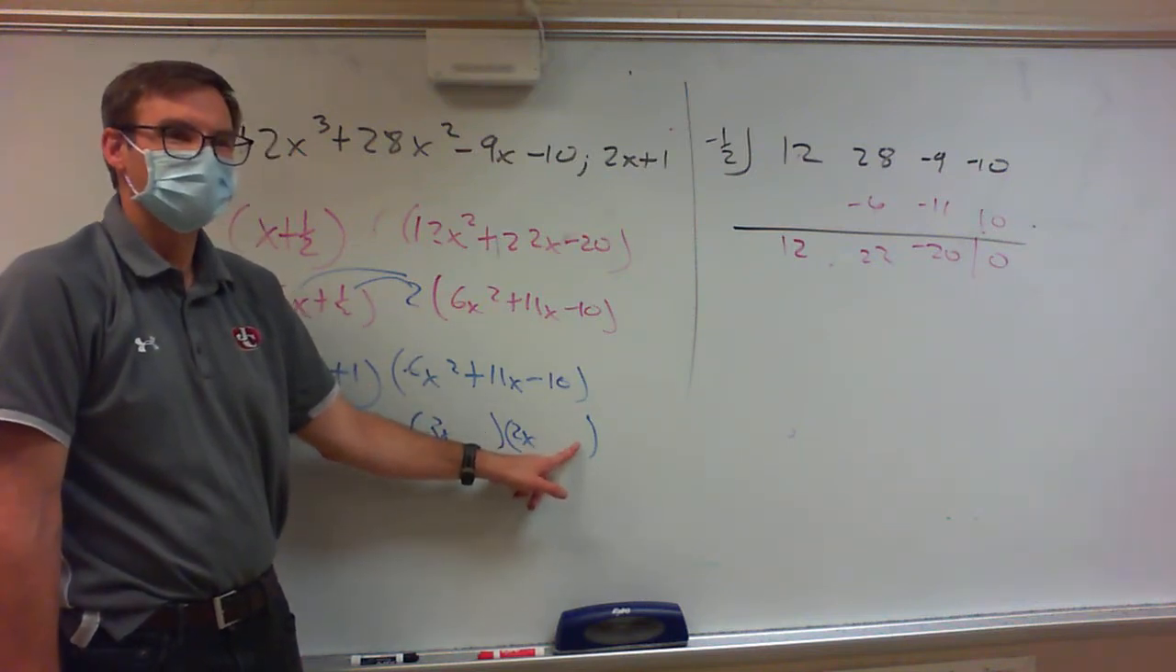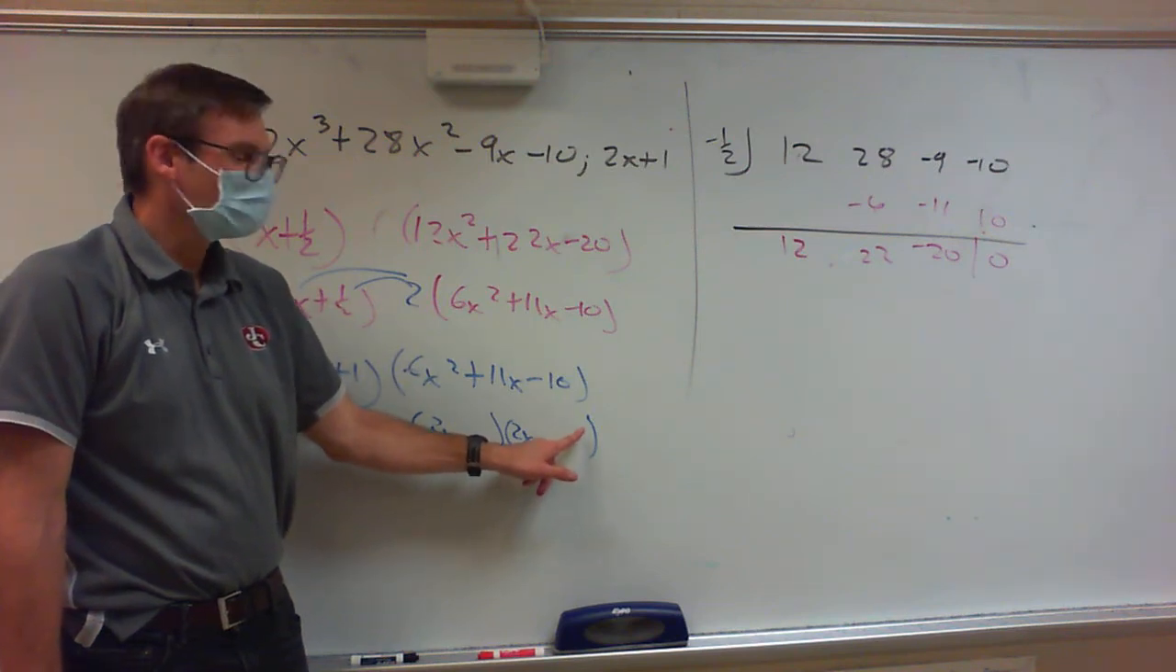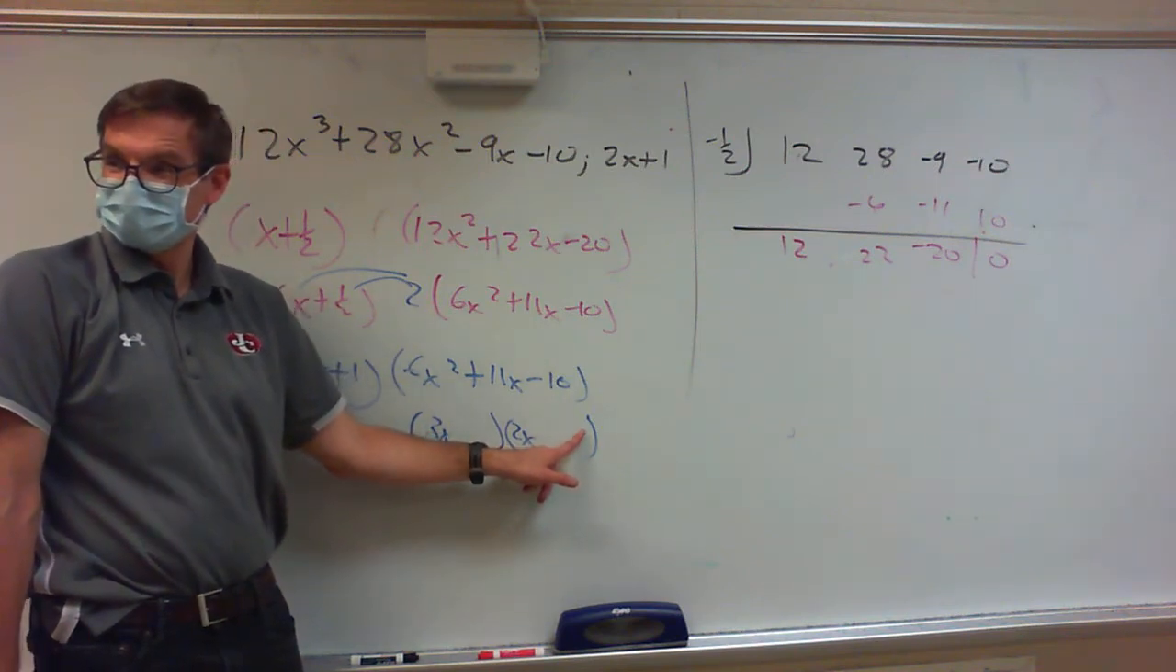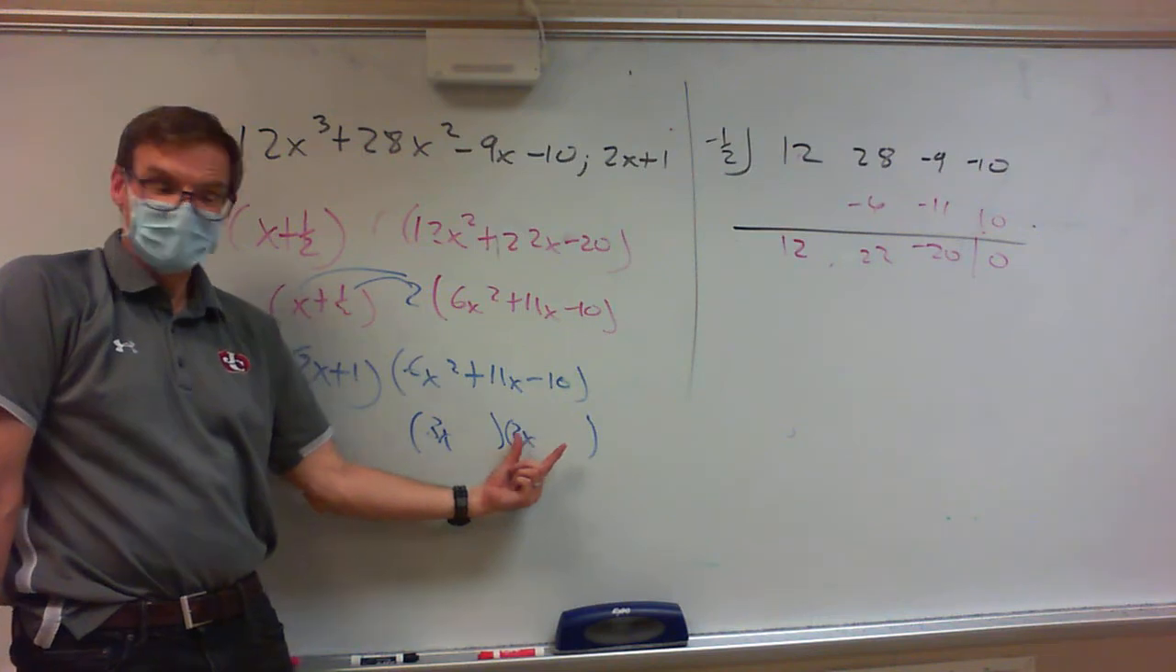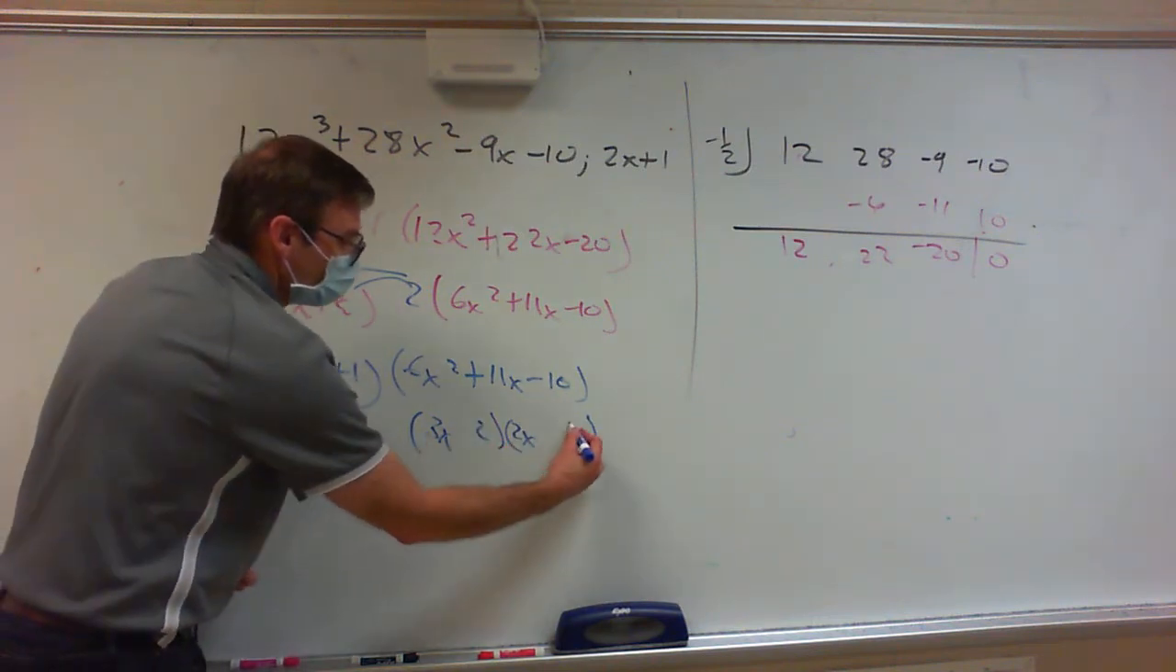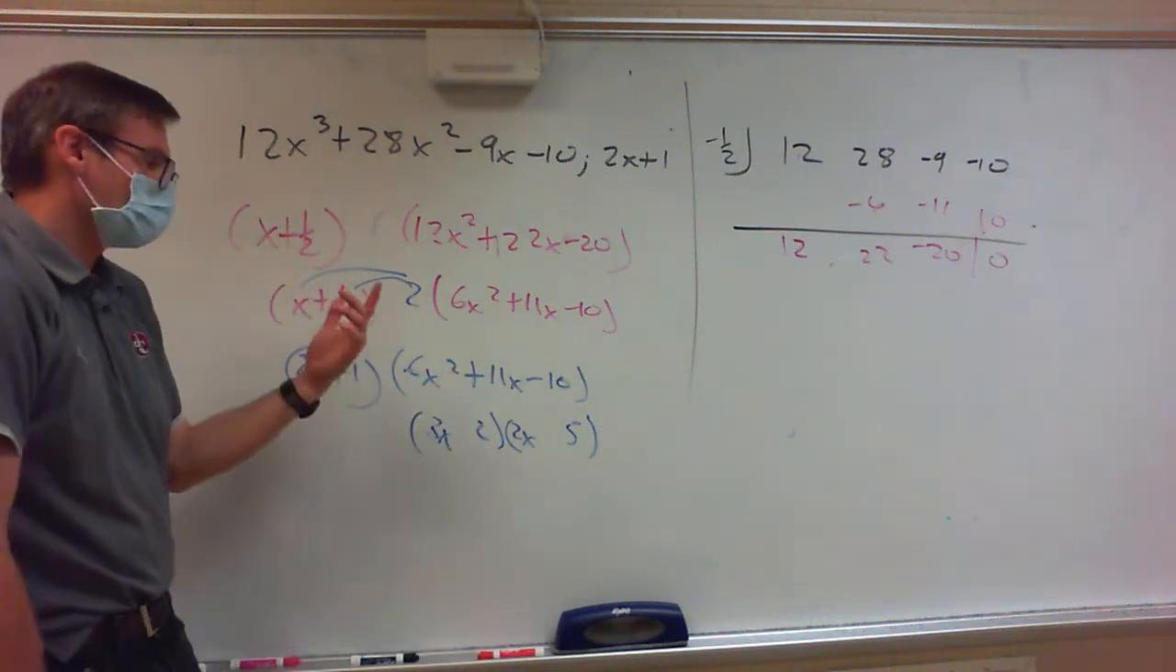Just kidding, it's 3 and 2. Okay, does everybody understand? I can't put the 2 here, right? Because I can factor the 2 out. So I'm going to put the 2 here and the 5 here. It's a negative, so one's positive, one's negative.